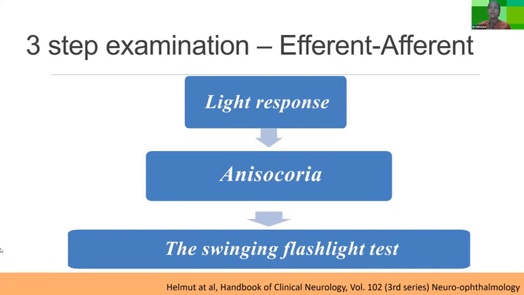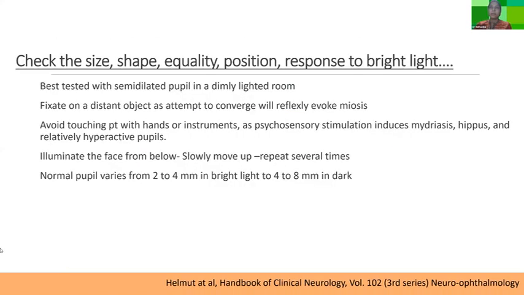So to sum up, there are 3 important steps in the pupillary examination. First, we need to check the efferent pathway, which is most important, and only then can we go for afferent pathway testing. The efferent pathway testing has to be done with the light response as well as anisocoria. And then the afferent pathway testing is done with the help of the swinging flashlight test.